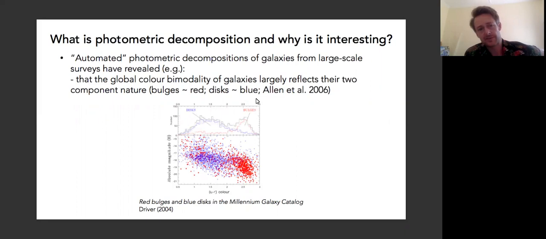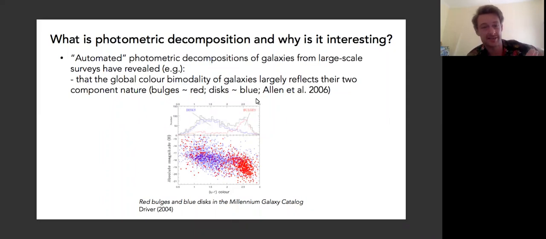And so in these ones, we find results like that the global color bimodality of galaxies seems to be largely a reflection of their two-component nature. In other words, bulges have been shown to be predominantly red and disks predominantly blue.